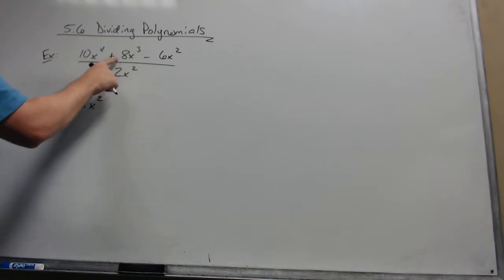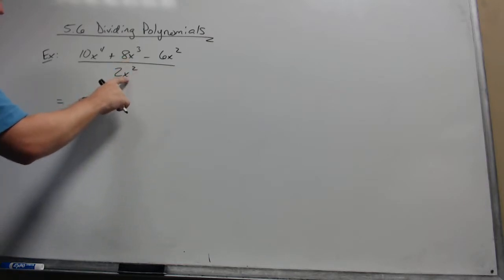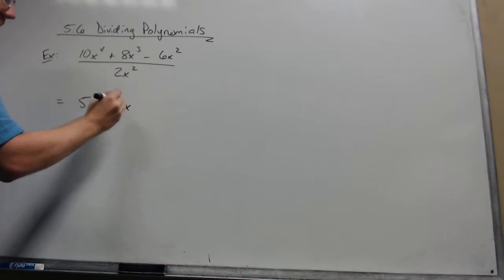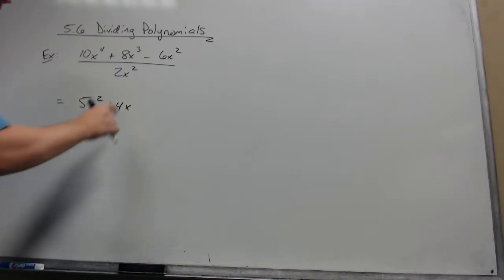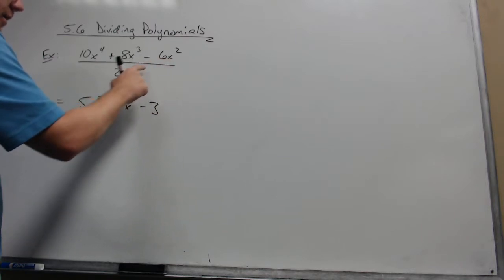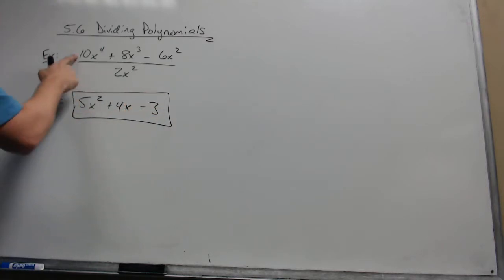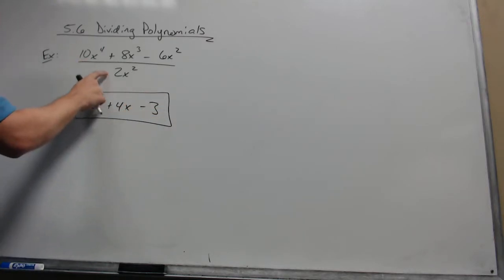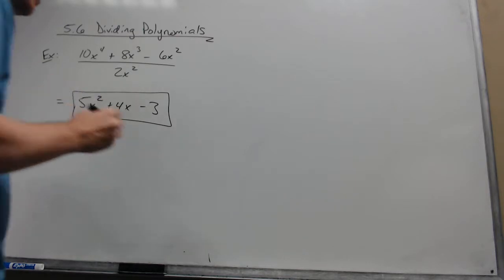Next term, 8 divided by 2 would be 4. X to the 3rd divided by x squared, we subtract, and we're left with 1x. And minus, right, 6 divided by 2 would be 3, and x squared and x squared, those completely cancel out. There's no x's left, and we're done. We divided a polynomial by a monomial. It's just 3 separate little division problems, and we already know how to divide. So, right, nothing special there. It doesn't really get more complicated.